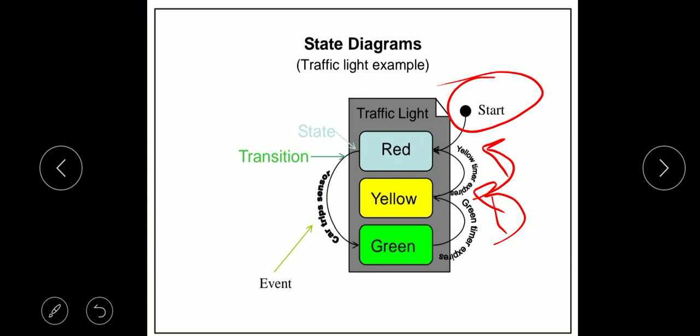Got it? So this is an example of a state diagram. There are three states: red, yellow, and green in the traffic signal. So it emphasizes the state of an object or of a system.